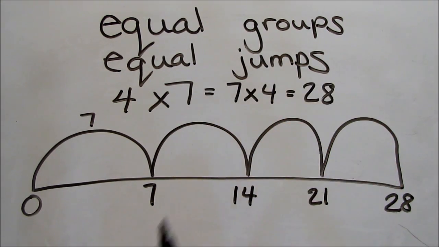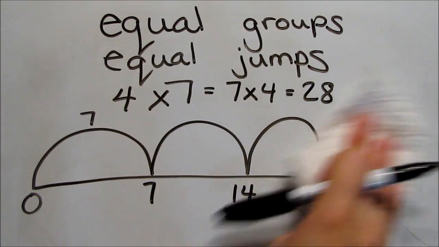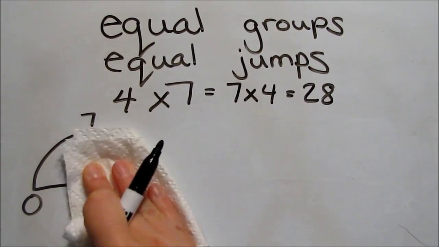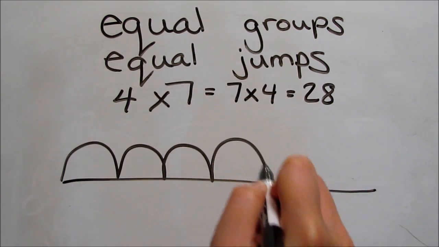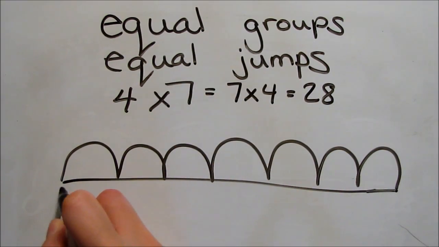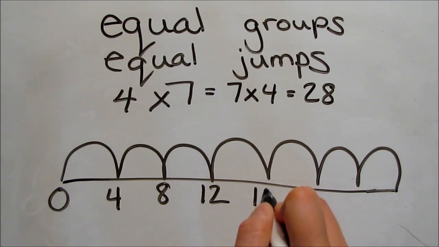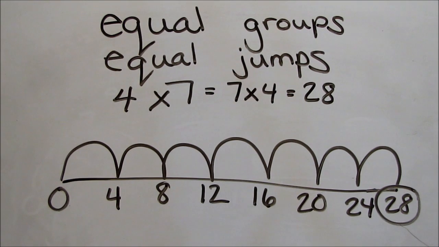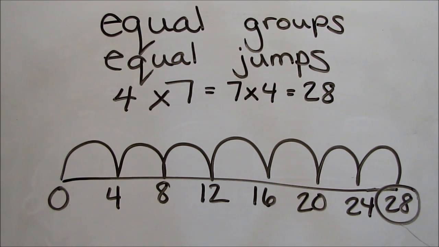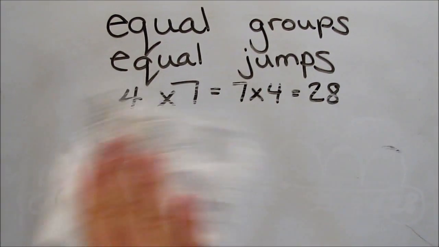But 7 times 4 means 7 groups of 4, so that number line will look different. This time, we'll draw 7 jumps and count by 4s to label the number line. 4, 8, 12, 16, 20, 24, 28. While I teach children the difference between these two number lines in problems, I'm not a stickler for their number lines matching the problem exactly. Many kids find it easier to count by 4 than by 7, and I want the tools I give them to be useful.